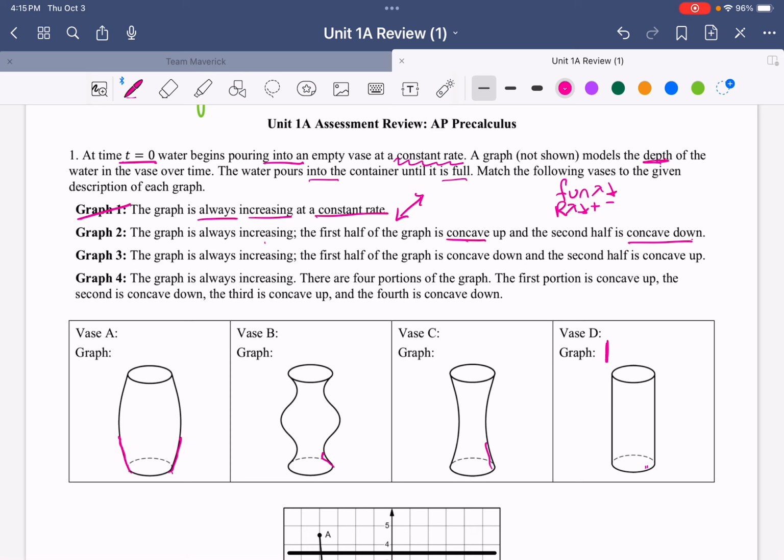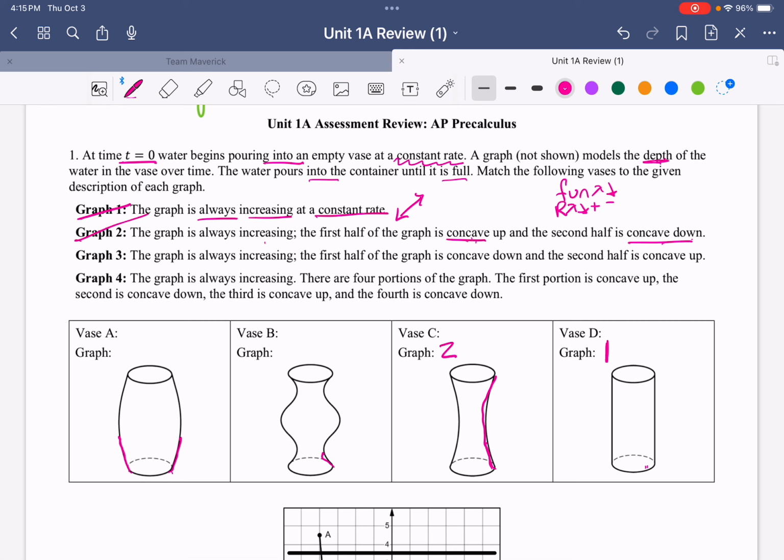Okay, so I think these two here, B and C, would be concave up at the beginning, but this is the first half. And then the second half is concave down, which means the rate is slowing. So we're filling it up, and it's going to fill up quicker because it's getting skinnier, and then the rate is going to slow down. This would be graph 2.